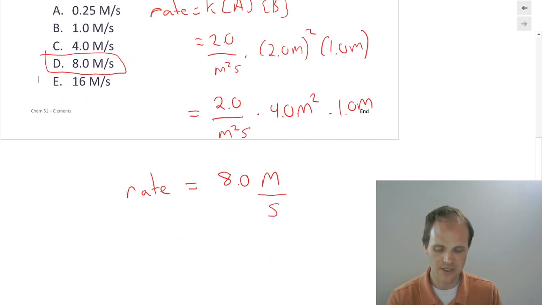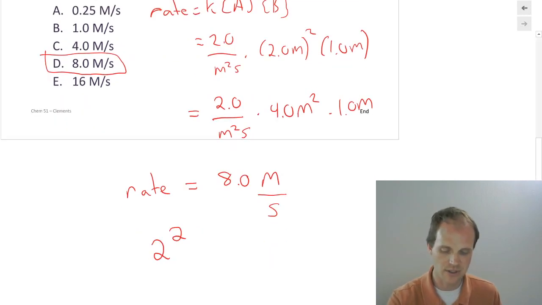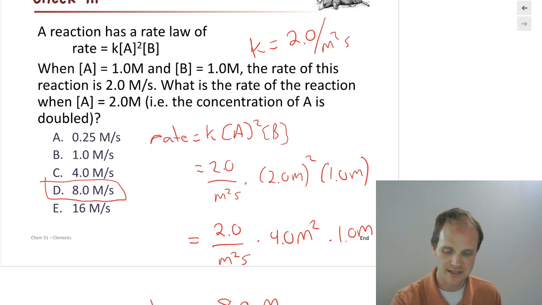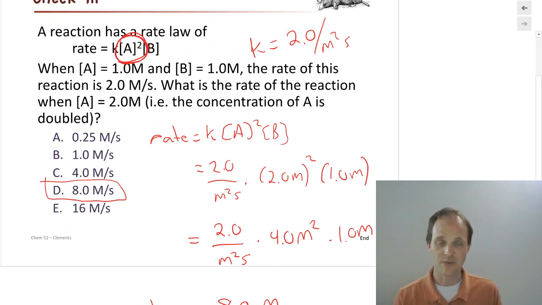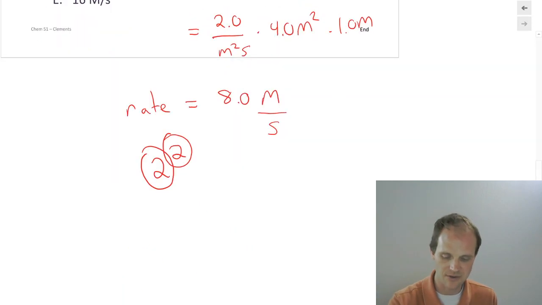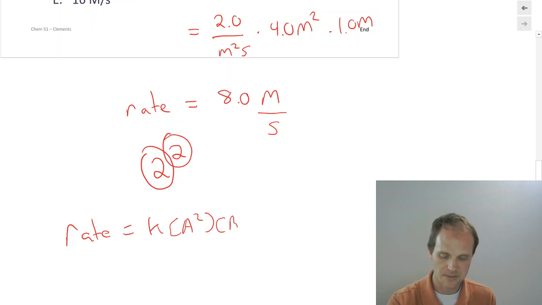Well, what is 4 times? 4 is 2 squared, right? I took what I did, I doubled it, and I squared it because that's what I do with the concentration of A. So it works out with numbers all the time. You can always plug in numbers and figure these things out. But it turns out we can think about it logically too. So I'm going to write this guy down here again. Rate is equal to K times A squared times B.